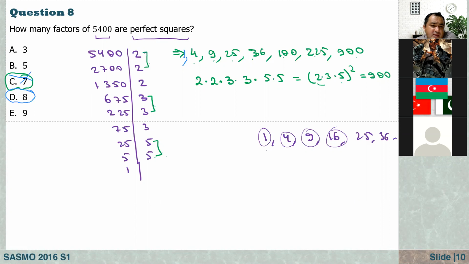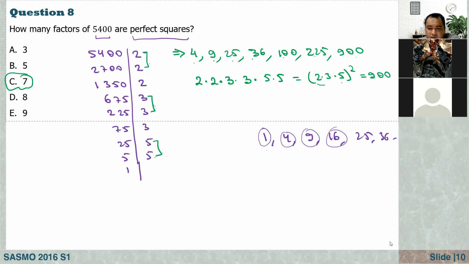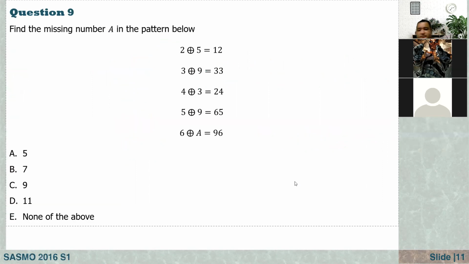If you remember, that's the last question we did in the last class. How many factors of 5,400 are perfect squares? So it is not 7, it is 8, because we also need to include 1. And 1 is a factor of this number. So here it is 8. Guys, I'm just using my tablet, so I don't know how to write this. Every time I move to the next slide, I need to delete. Okay, let's continue. Next question.